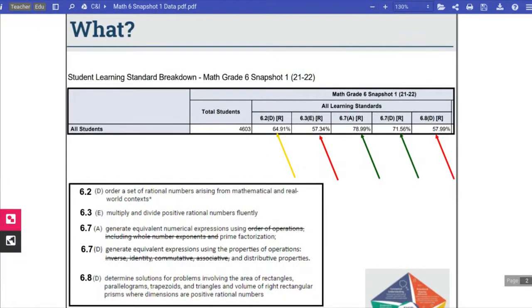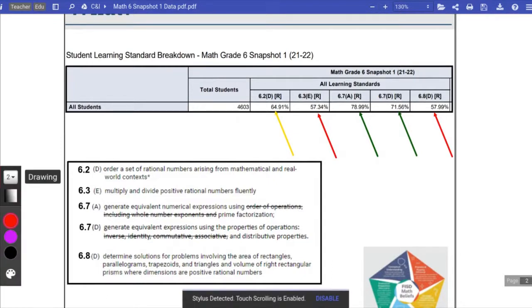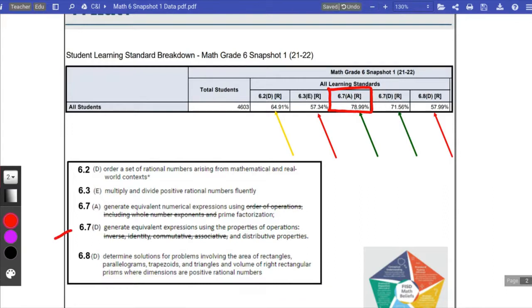So for your Snapshot 1, there were 5 standards. Out of the 5 standards, we noticed 2 standards stood out the most. Those 2 are 6.7A, which is generate equivalent numerical expressions using prime factorization. And the second one that we also noticed stood out is 6.7D. That is generate equivalent expressions using the properties of operations and distributive properties.